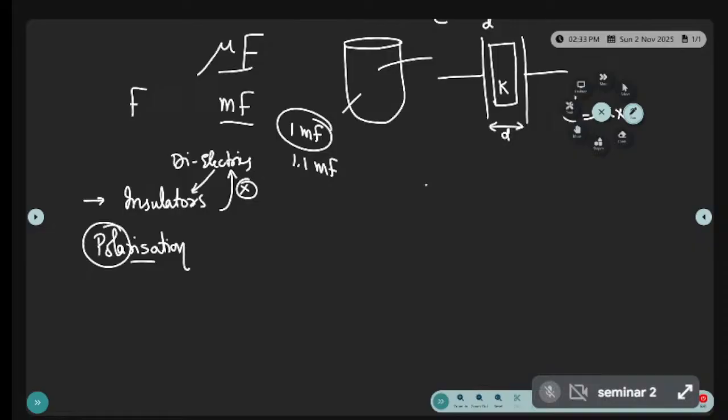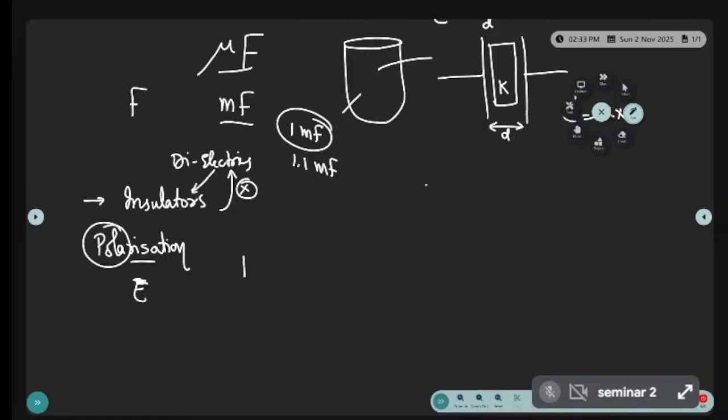Where polarization is possible, they are dielectric materials. Where it is not possible, they are insulators. So what is the meaning of polarization, or when does polarization take place? When an external electric field is applied. If polarization takes place, they are dielectrics; if polarization does not take place, they are insulators.